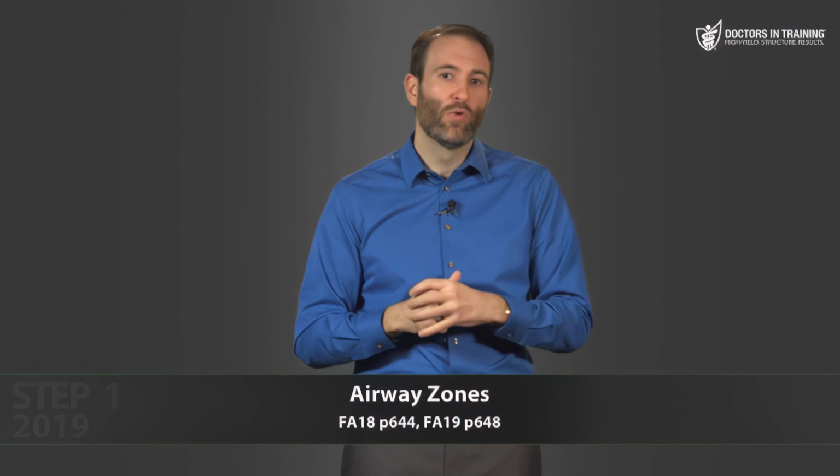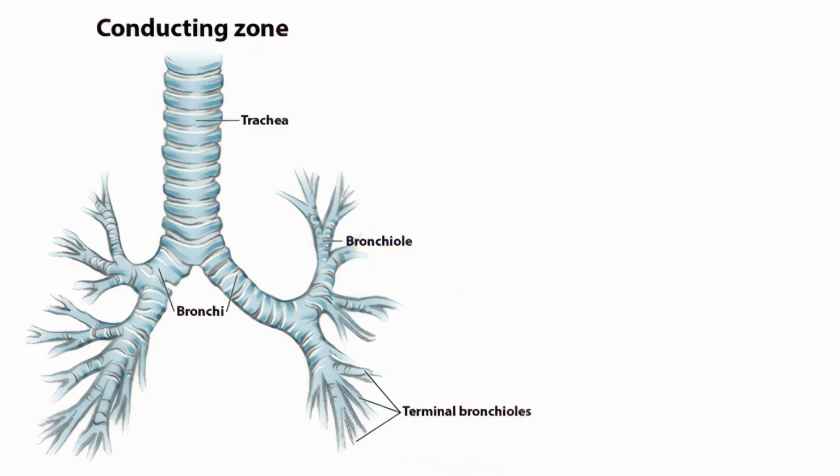Moving on to a different subject, we're talking about some airway zones at this point. When you look at the respiratory tract in general, we can divide the different areas into areas where gas exchange is taking place and areas where gas exchange is not taking place. So the conducting zone will include the nose, the pharynx, the trachea, the bronchi, the bronchioles, and the terminal bronchioles. Do we have gas exchange in these areas? The answer is no. This is just the pathway to get air to the important gas exchange areas.